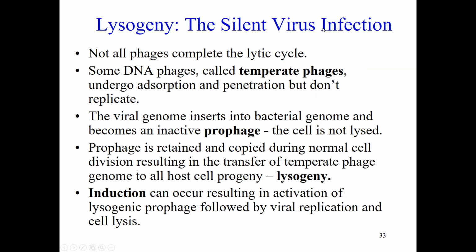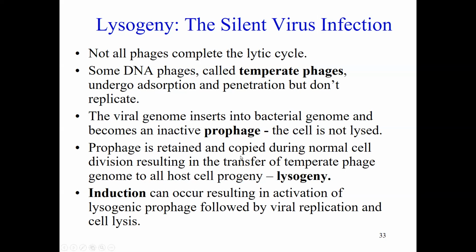One thing I wanted to mention in this initial lecture is lysogeny. This is our silent virus infection. This is essentially what happens if a phage or a virus doesn't complete the lytic cycle. So some DNA phages called temperate phages will undergo absorption and penetration, but they don't replicate. The viral genome instead inserts into the bacterial genome, and it will then become an inactive prophage. The cell does not become lysed, as we saw here, but rather the actual cell can continue to divide. The bacteria itself can continue to divide and grow.